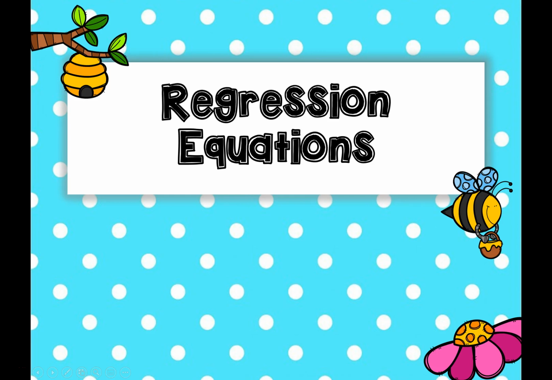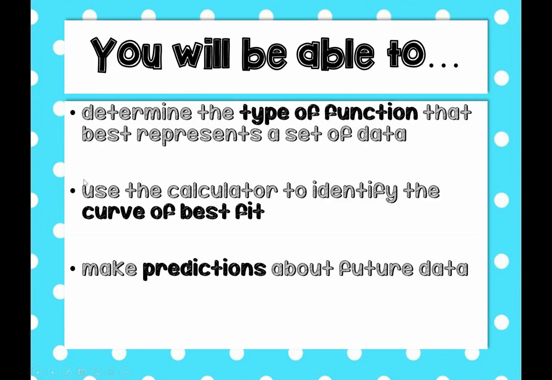Hi everyone, today we are going to talk about the last part of Unit 9, which is about regression equations. In this video, you're going to learn how to determine the type of function that best represents a set of data. We're going to use a calculator to determine the curve of best fit, and then we're also going to make predictions about future data using that curve of best fit.